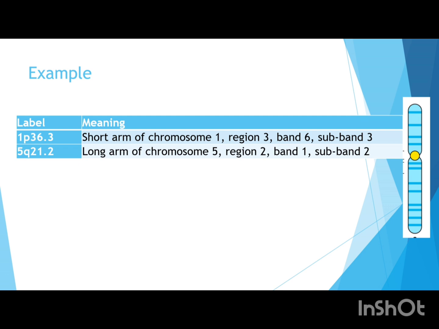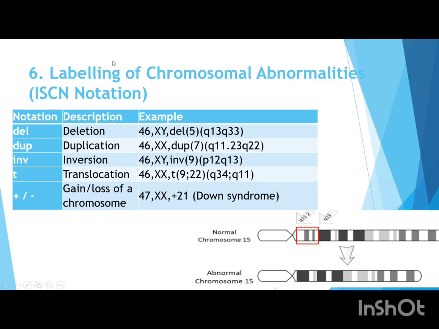Now suppose it is 1p36.3, it means chromosome number 1, p means the short arm, 3 means the region 3, 6 means the band 6, and point 3 means the subband 3. If we look at 5q21.2, it means chromosome number 5, arm is q, region is 2, band is 1, and subband is 2.